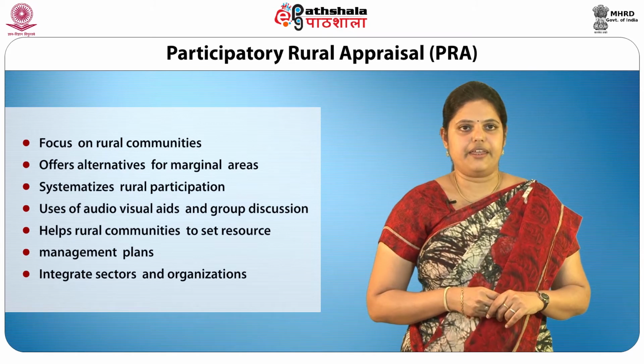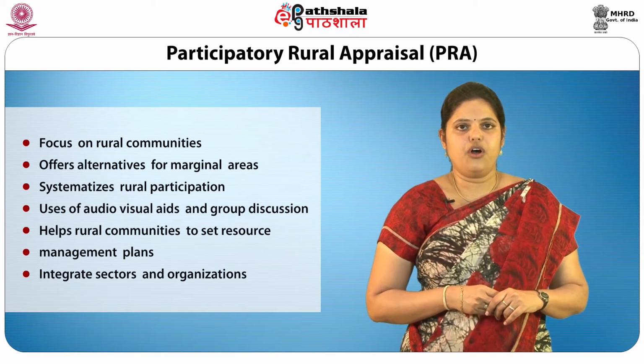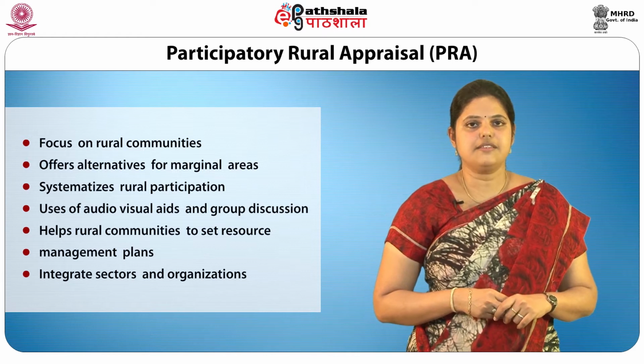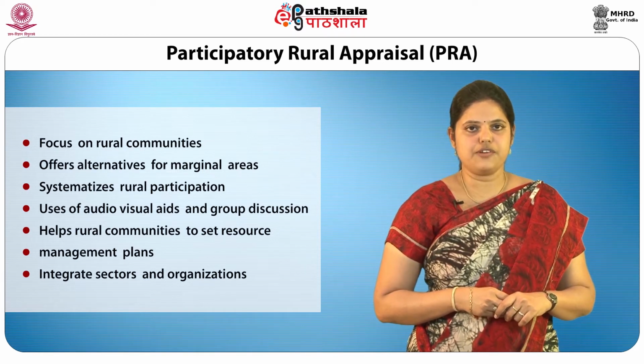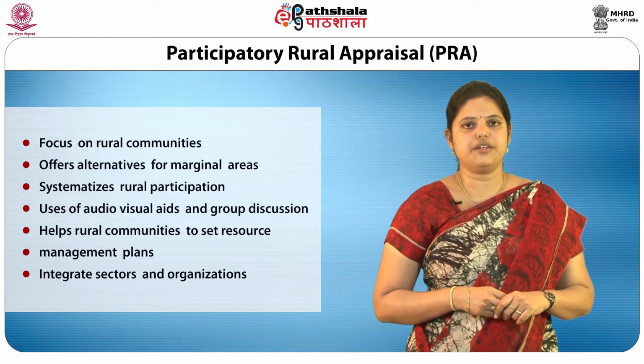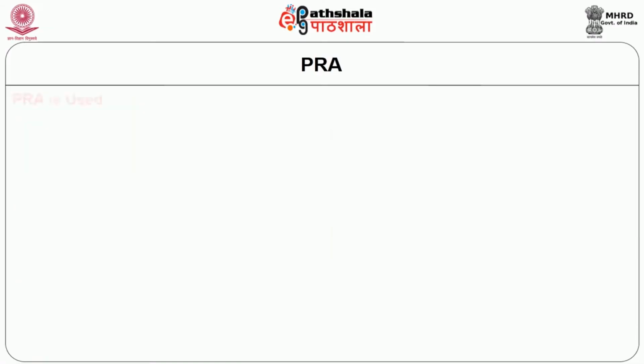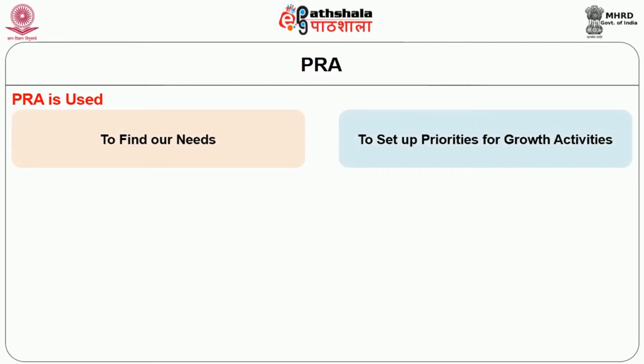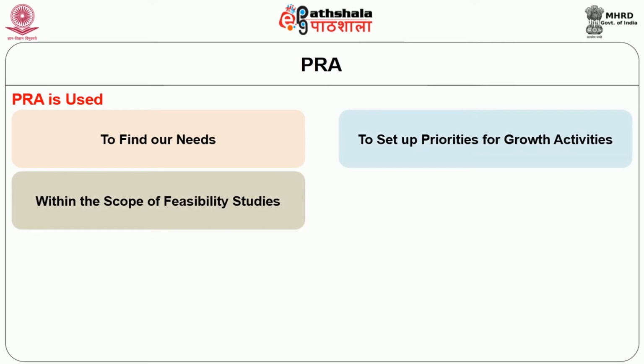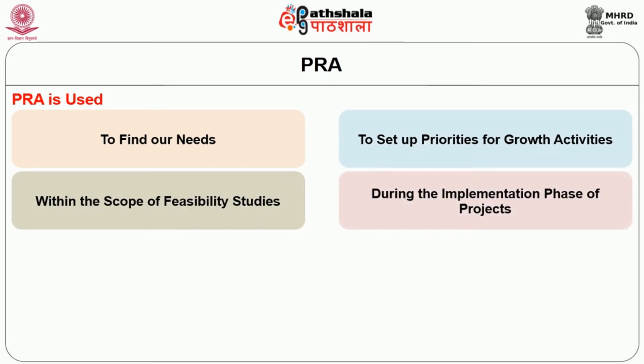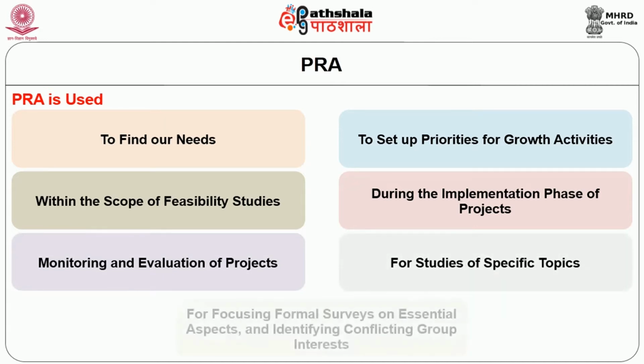The main themes of PRA: focus on rural communities, often an alternative for marginal areas, systematize rural participation, and use of audio-visual aids and group discussion helps the rural community to see resource management plans and integrate social sectors and organizations. Scope of PRA: PRA is used to find out needs, to set up priorities for growth activities within the scope and feasibility studies, during the implementation phase of projects, monitoring and evaluation of projects, for studies of specific topics, for focusing formal surveys on essential aspects and identifying conflicting group interests.